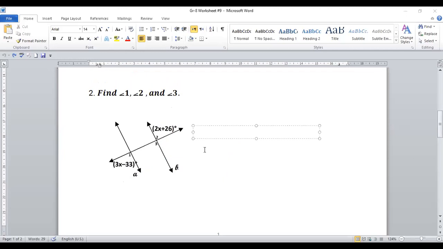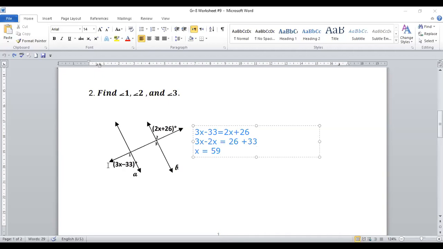Whenever you have such variables, always go to find the variable first. So to find the variable, we need something. So 3x minus 33 equals 2x plus 26, which means now we will move everything like how we normally solve an equation. So 3x minus 2x is equal to 26 plus 33. So this is going to be x is equal to 26 plus 33 will give you 59. So the value of x is 59.